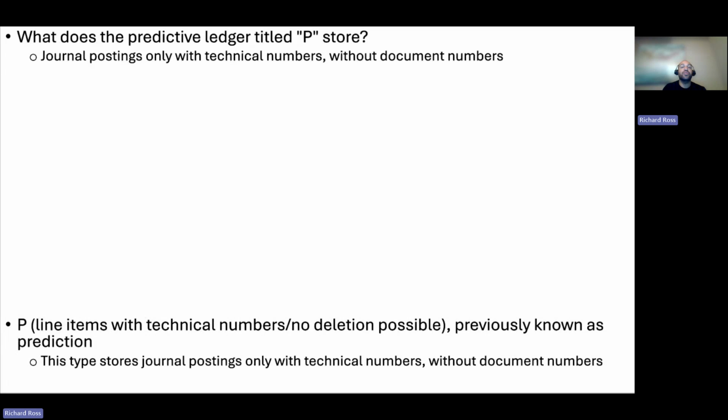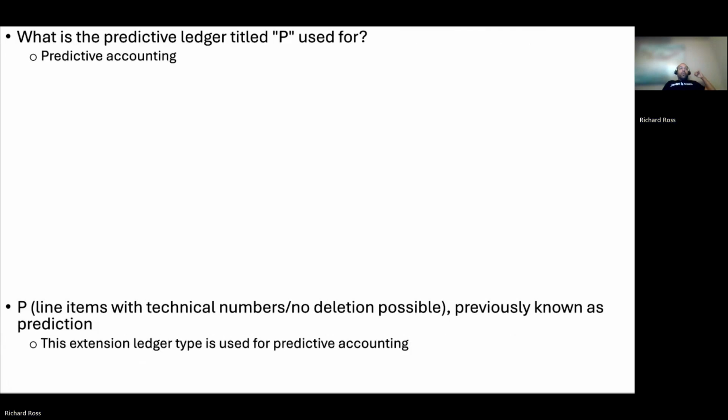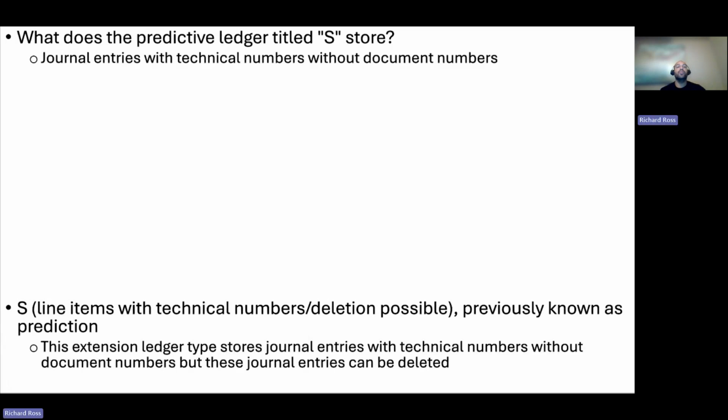What does the predictive ledger titled P store? Journal postings only with technical numbers, without document numbers. How can journal postings to the predictive ledger titled P be changed? Like standard general ledgers, postings cannot be deleted and when required must be reversed. What is the predictive ledger titled P used for? Predictive accounting.